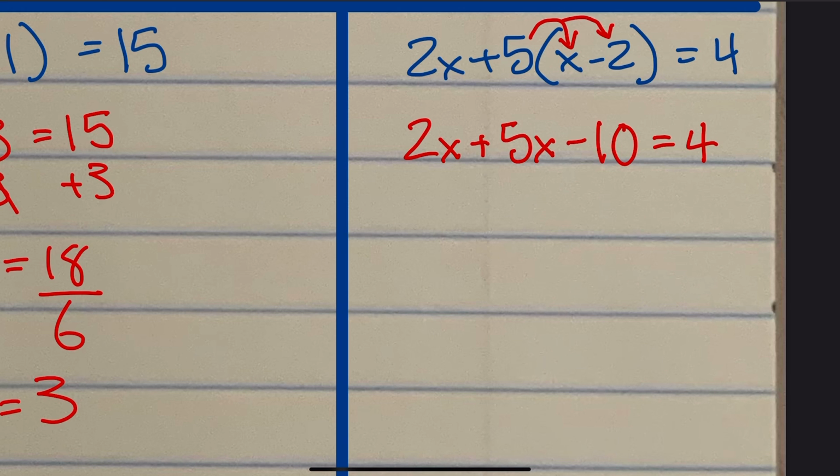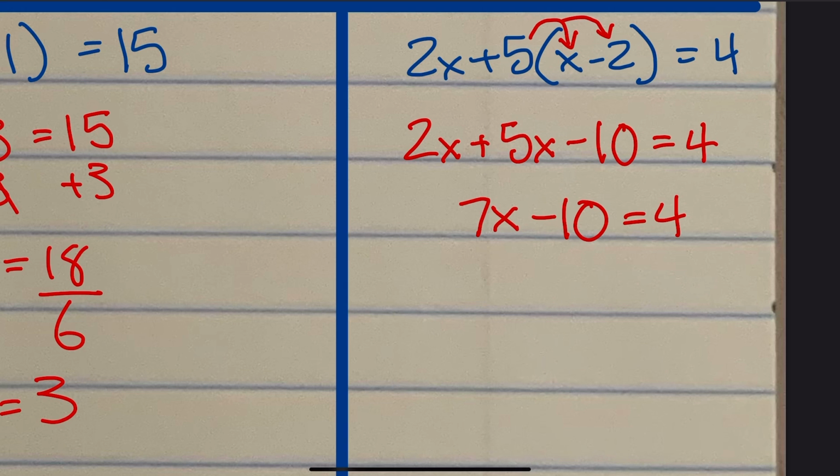All right, step 2, combine like terms. Okay, so I look at this and I see there's a 2x and a 5x. I can combine these two because they have the same variable. So 2 plus 5 is going to be 7. Then we keep that x on there. I didn't touch that minus 10 at all, so it's going to come straight down. I didn't touch the 4 at all either.